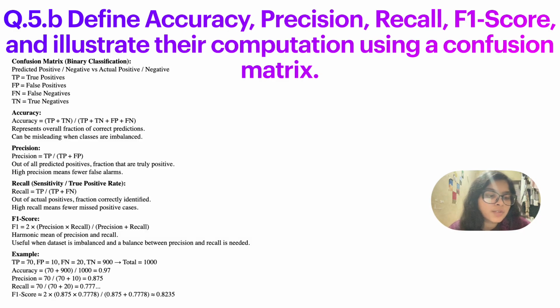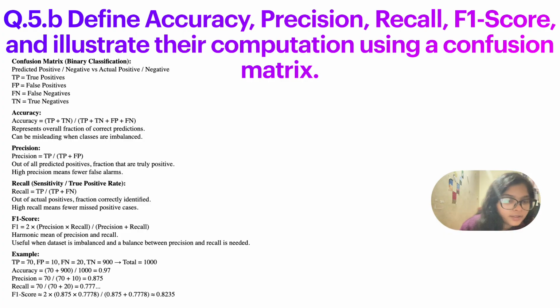F1 score, also known as the harmonic mean of precision and recall, is calculated by multiplying 2 by the product of precision and recall and then dividing by precision plus recall. It is useful when the dataset is imbalanced and a balance between precision and recall is needed.